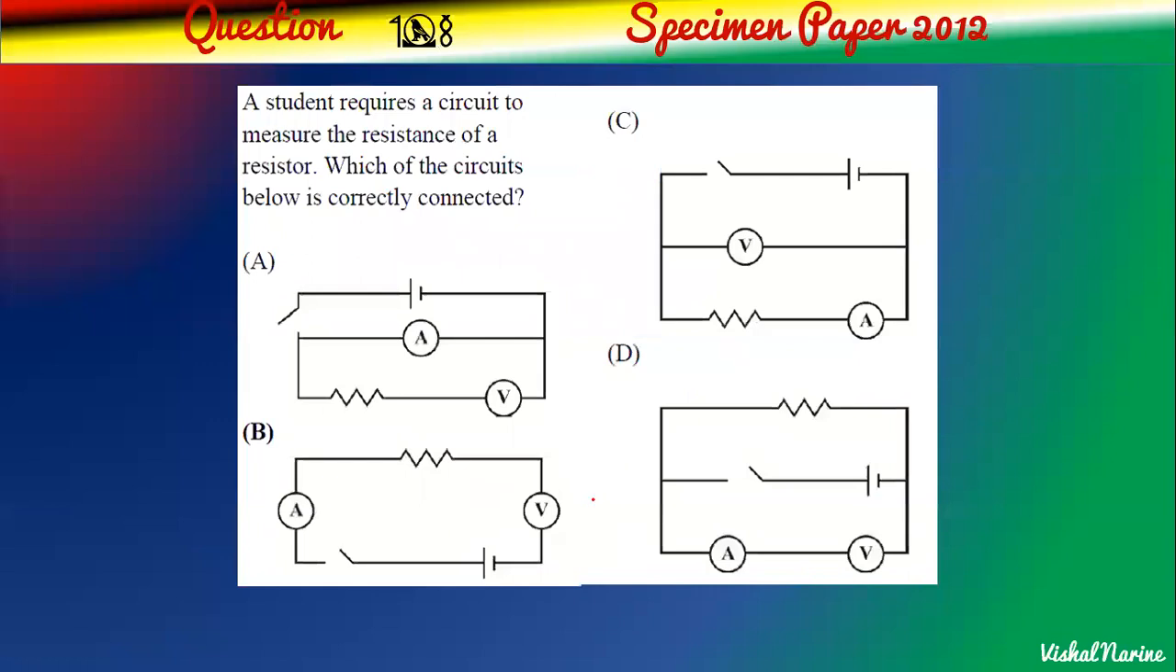108, similar question you were before. Ask you to measure the resistance, how should we place the voltmeter and the ammeter? Remember that the ammeter is in series, voltmeter is in parallel. So the answer there is going to be C.